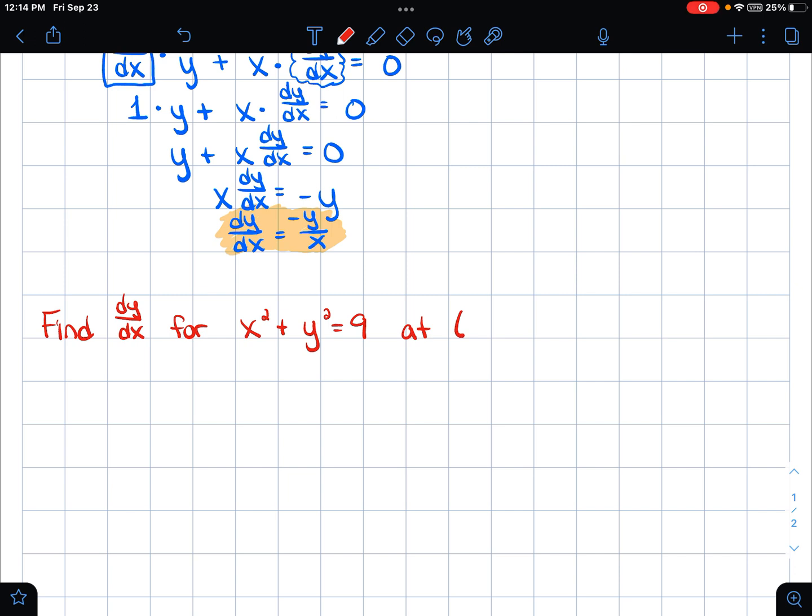Let me think it through for just a moment. No, that one's not very interesting. At 1 comma square root of 8.